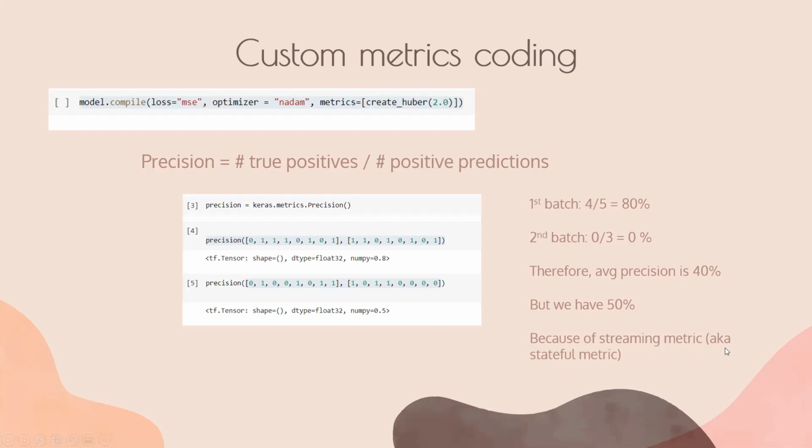Because of streaming metric, AKA stateful metric. And this is another one of the differences between metrics and loss. It wasn't taking an average precision. What it was doing was adding everything in the first batch to the second batch. So we're actually pretending this is 4, right? So 4 plus 0 divided by 5 plus 3. 4 divided by 8, 50%, which is why we get 50% instead of 40% because of the streaming metric.